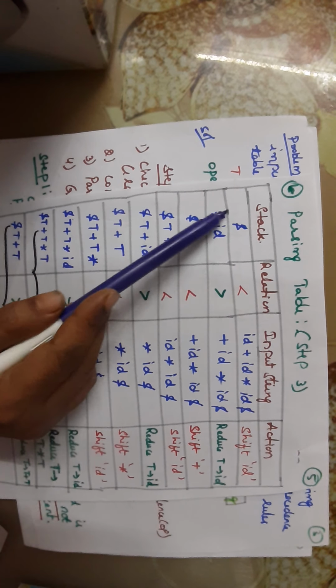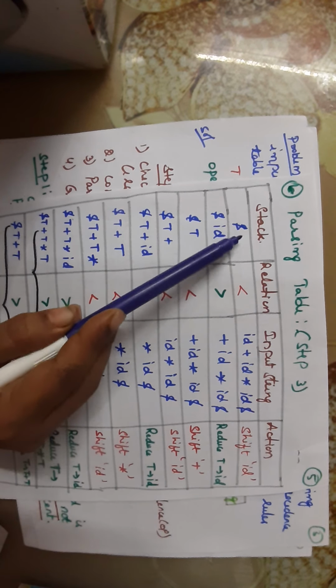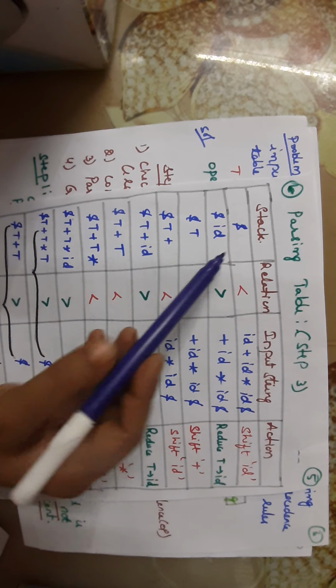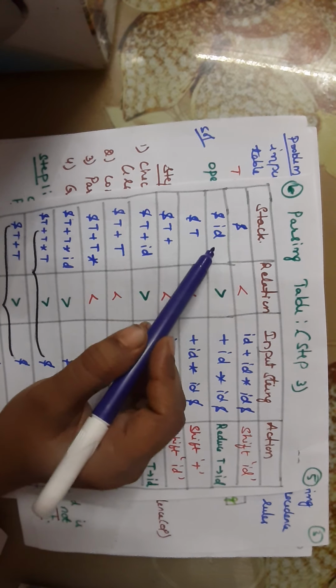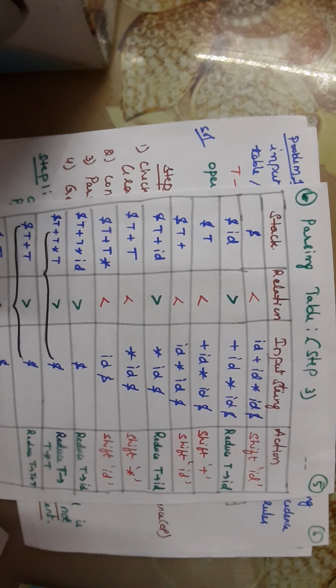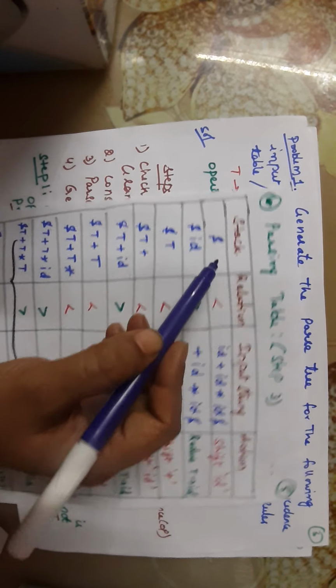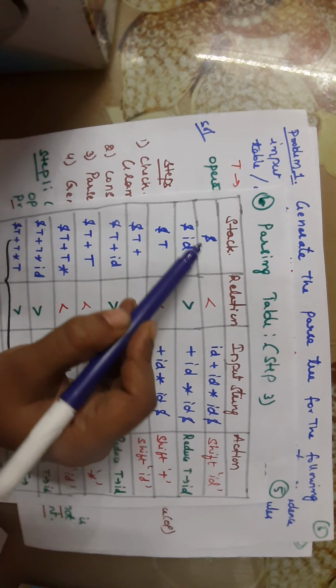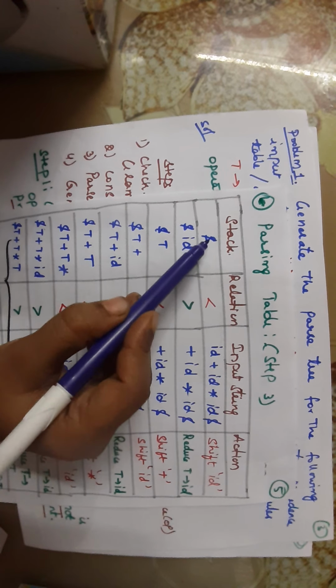Initially, the stack will have dollar as the default symbol. It is the same as the push down automata. Dollar will be on top of the stack. We already did this in TOC. So here dollar will be there. It is just a form of a push down automata. Dollar will be the topmost symbol.